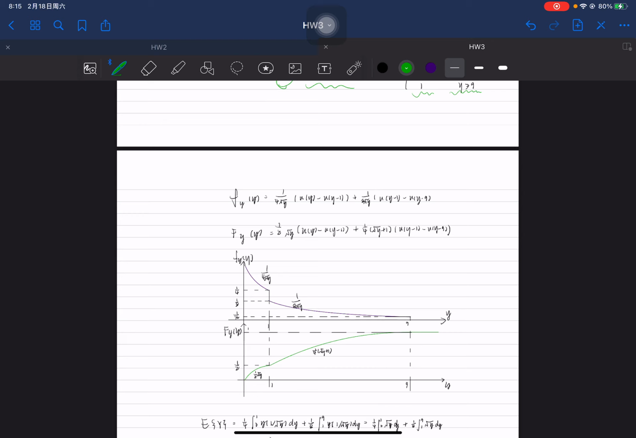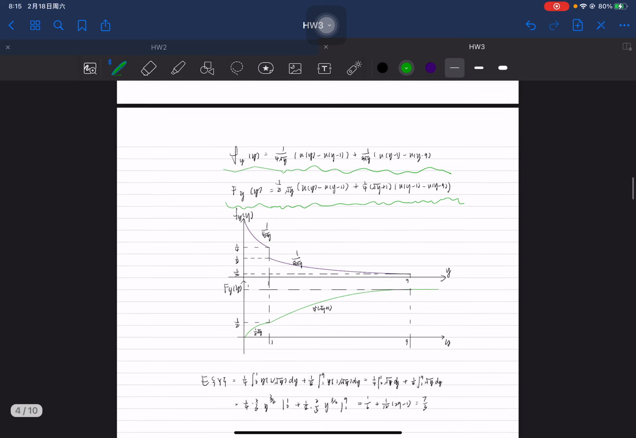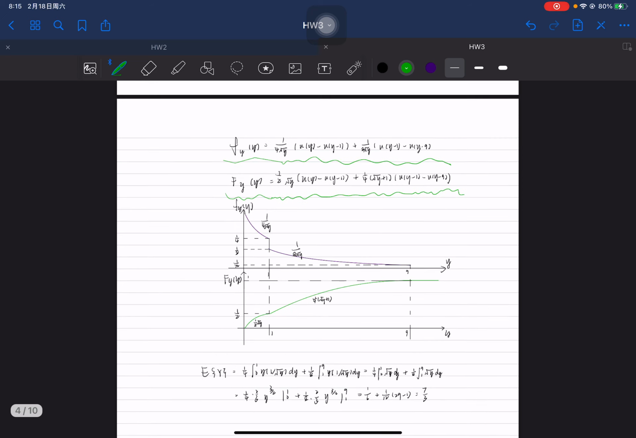So the density function of y should equal this. The cumulative distribution function should equal this. And we can draw these two functions.